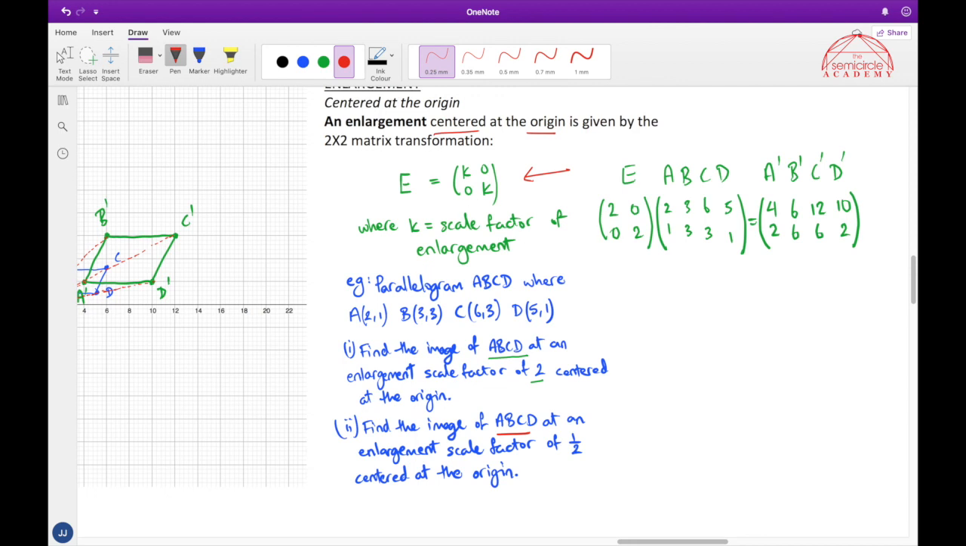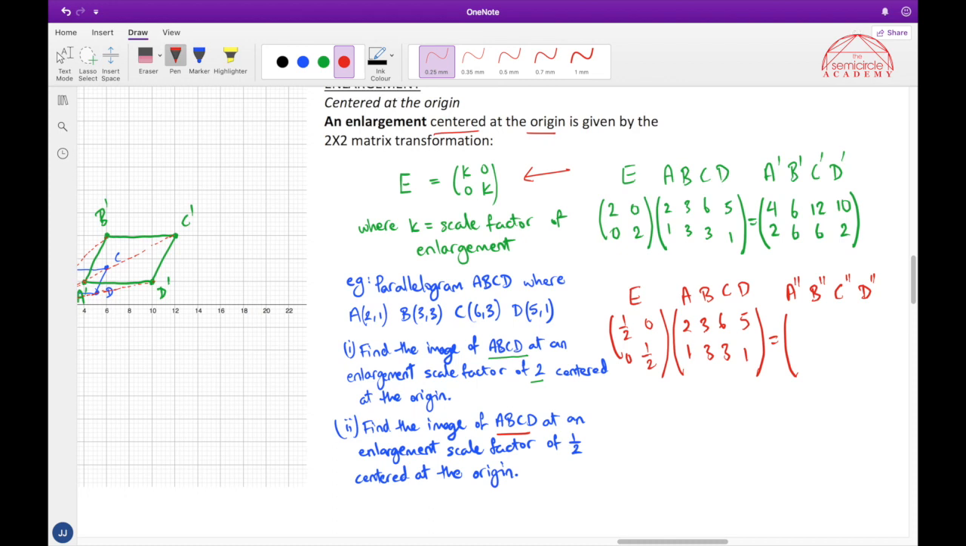We are going to have to put our E as being 1/2, 0, 0, 1/2, and multiply that by our object ABCD, which is 2, 1, 3, 3, 6, 3, 5, 1. And let's just call the result A double prime, B double prime, C double prime, D double prime, so we don't get it mixed up with the other image. Now please pause the video and do this matrix multiplication and see if you get the answer.